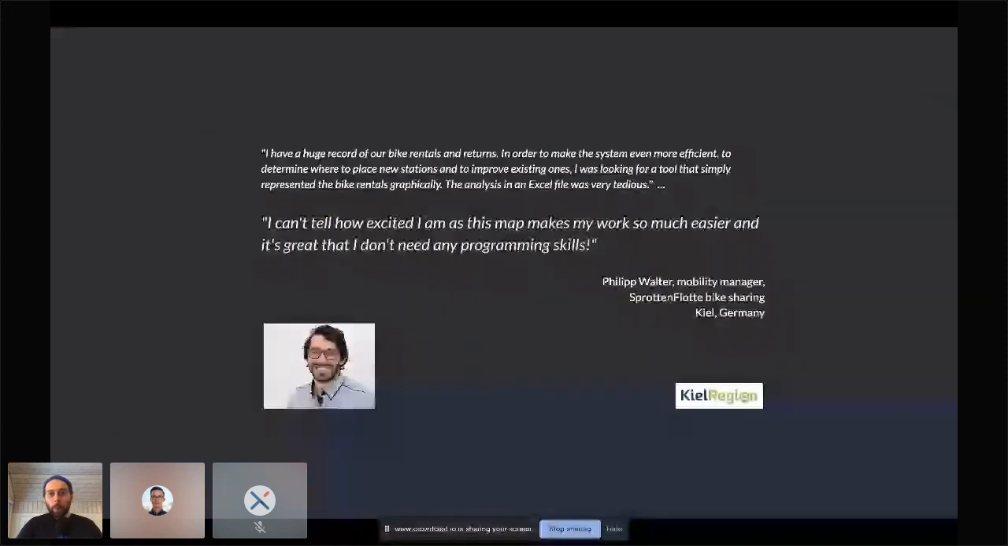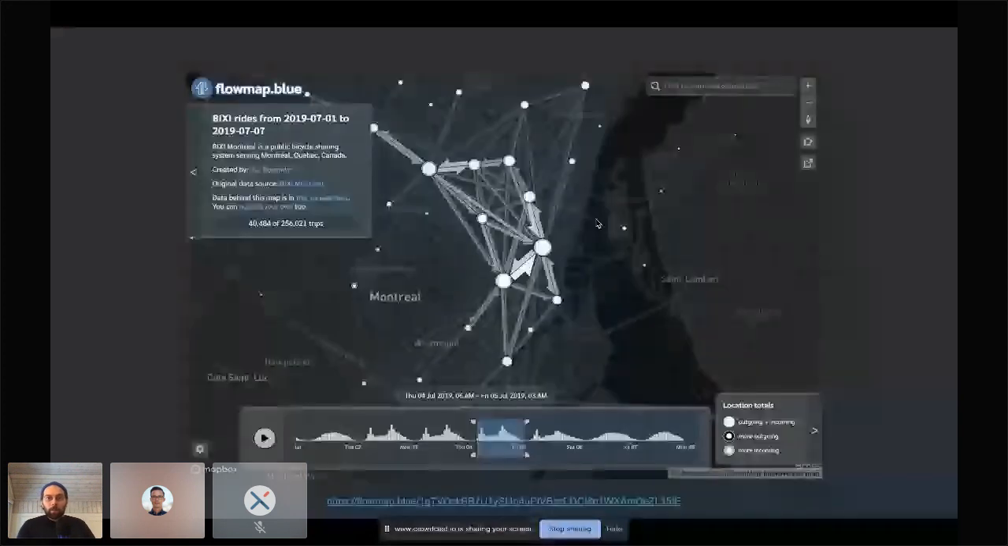The tool is free and open source at the moment, but Philipp Walter, working at a bike sharing program in Kiel, Germany, has tried to use it, and he's very excited because previously he just looked at the data in Excel. And I continue to work on the tool. There is no end in sight. I have many ideas on how it can be improved.